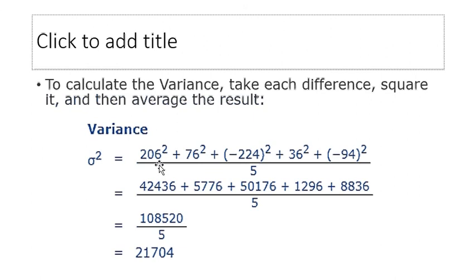So simply 206 squared plus 76 squared plus negative 224 squared, it will make a positive, plus 36 squared plus negative 94 squared, so all positive. 42,436 plus 5,776 plus 50,176 plus 1,296 plus 8,836 divided by 5, with a total difference of 108,520 divided by 5, which gives us a variance of 21,704. Okay, so that is the variance, 21,704.